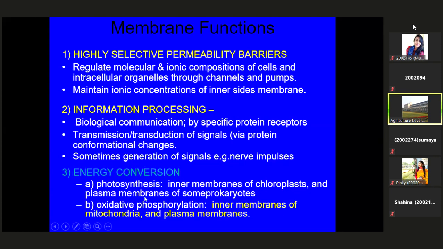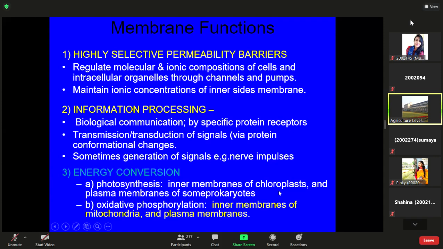Energy conversion. This is of two types: photosynthesis and oxidative phosphorylation. In case of photosynthesis, you know it, in the presence of the chloroplast, chlorophyll, water and carbon dioxide, usually green plants produce glucose, and this is energy conversion. And this chlorophyll or chloroplast is in the inner membrane of the cell where the chloroplast is present.